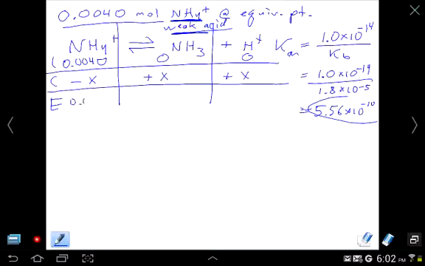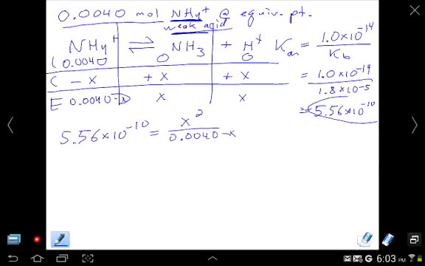So we have 0.0040 minus x. Here we have x, and here we have x. So then our Ka, which was 5.56 times 10 to the negative 10, equals x squared over 0.0040 minus x. Remember, there's a shortcut to the icebox. The shortcut said that we can ignore this x. And then this allows us to solve for x a little easier.